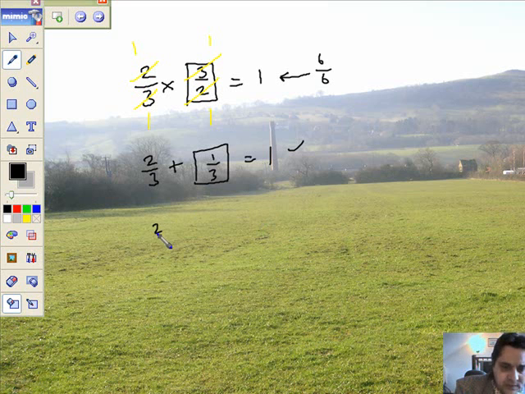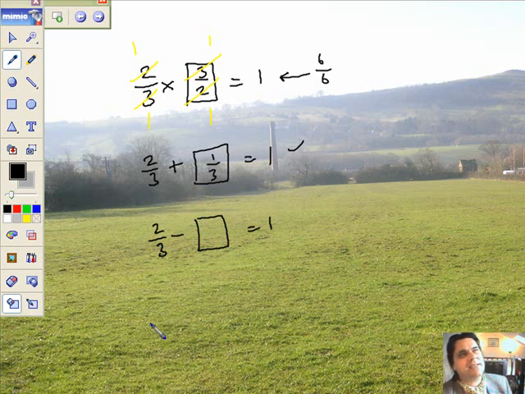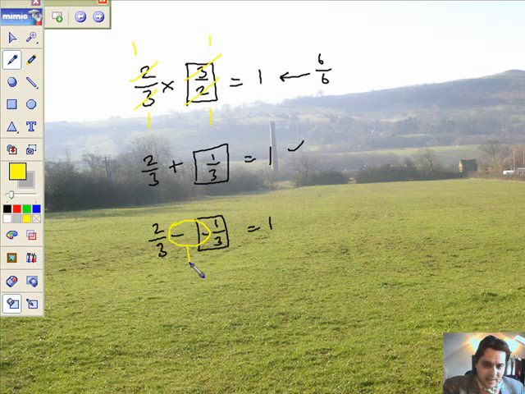I think I'll do another one. I've got here 2/3 take away something makes 1. How can you take something away from 2/3 and end up with a whole? I know what. It's going to be minus a third, because even with fractions the minus rule becomes plus, and I put a little ring around that. Look at it carefully, and that becomes positive. So essentially I have 2/3 plus 1/3 is 3/3, and that is obviously 1.